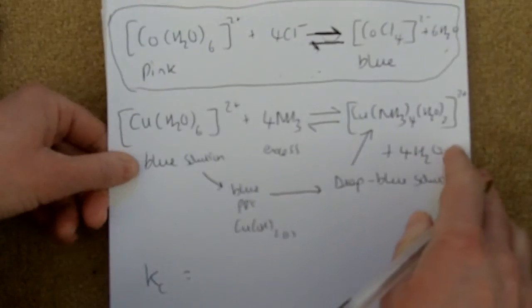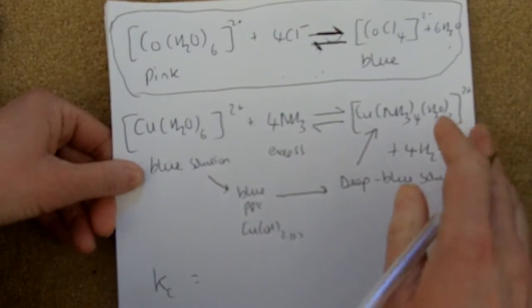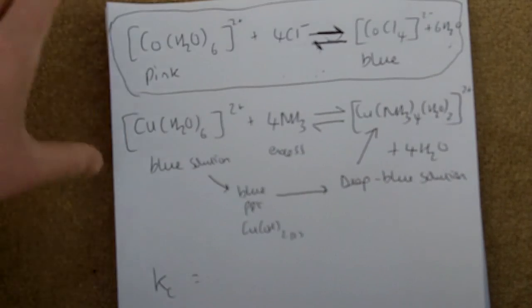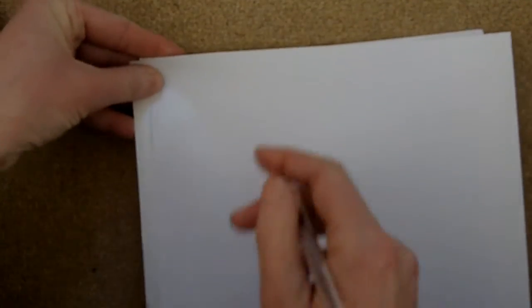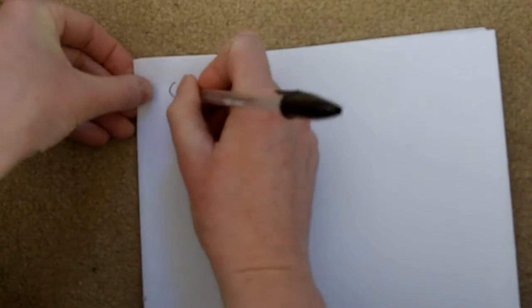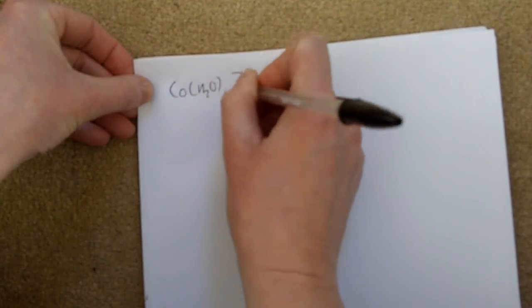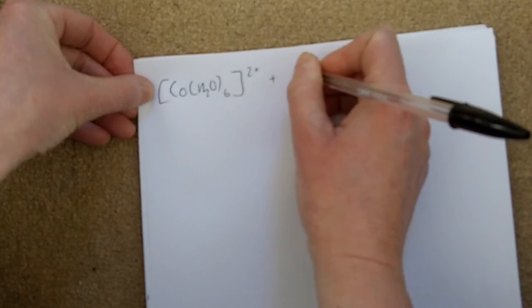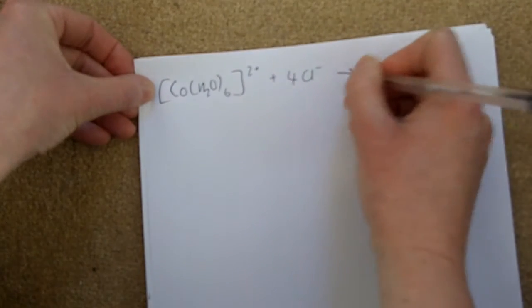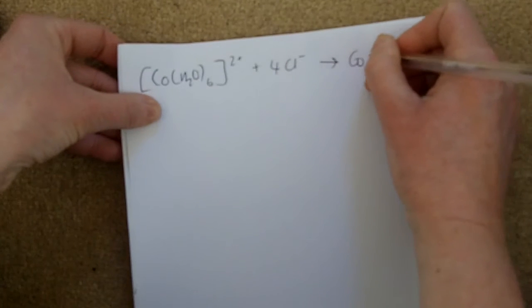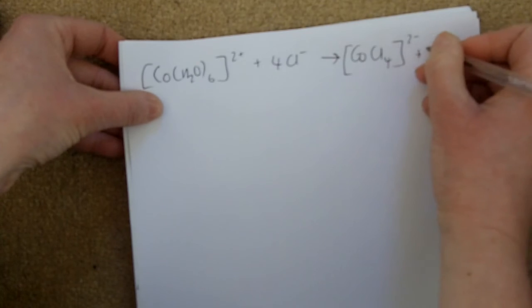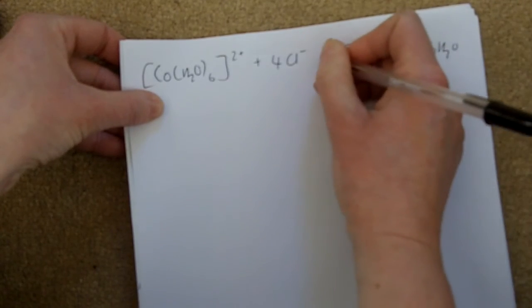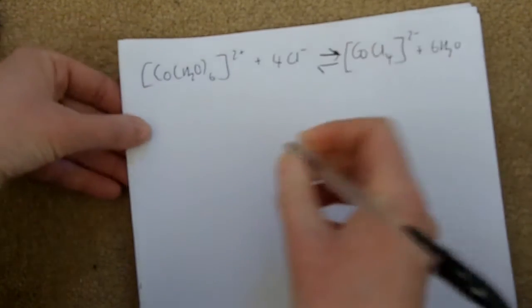You've got to be really careful with your square brackets. Actually, it might be easier on a clean piece of paper. Alright, so I'm just going to write the same thing again on a clean piece of paper. Cobalt plus 4Cl minus, CoCl4 2 minus plus 6 water. It's in equilibrium.